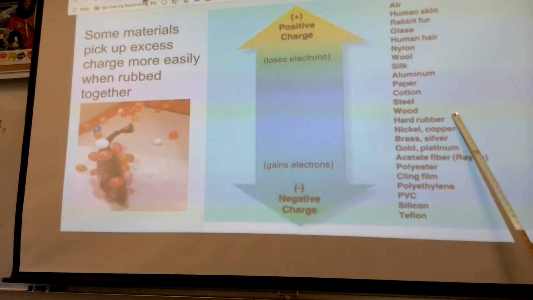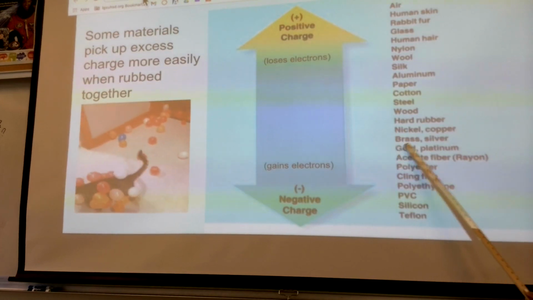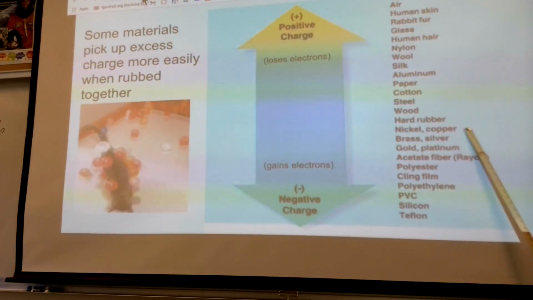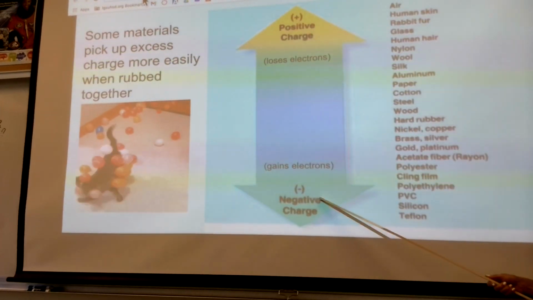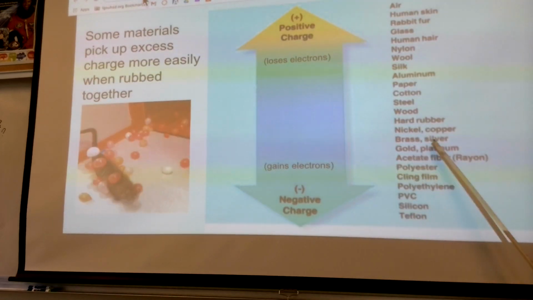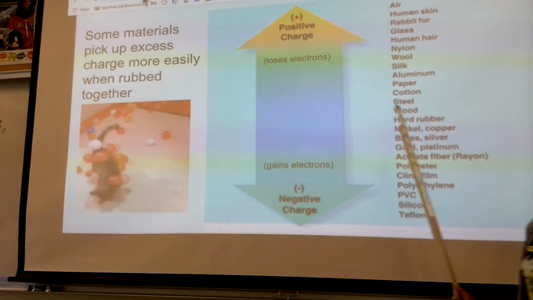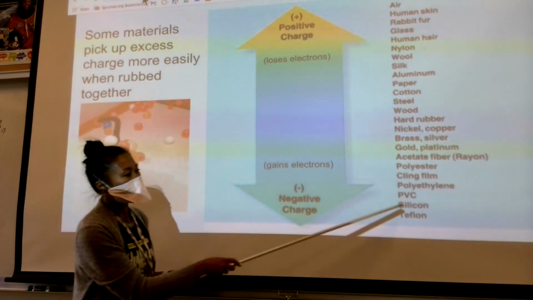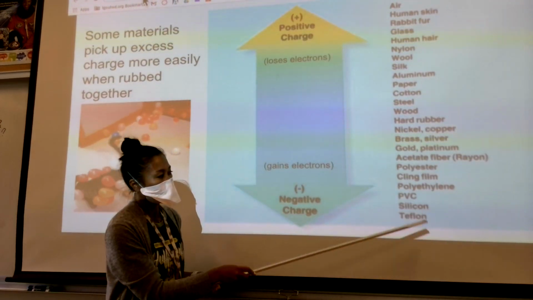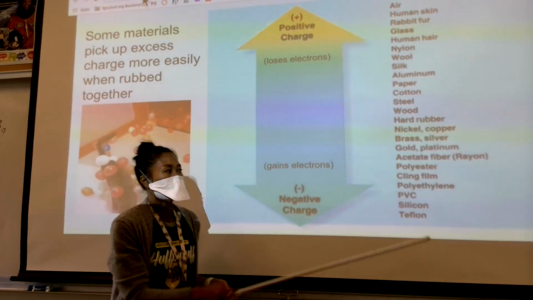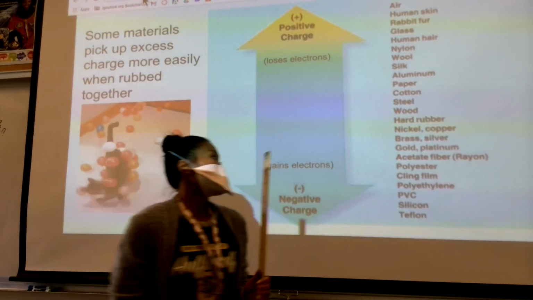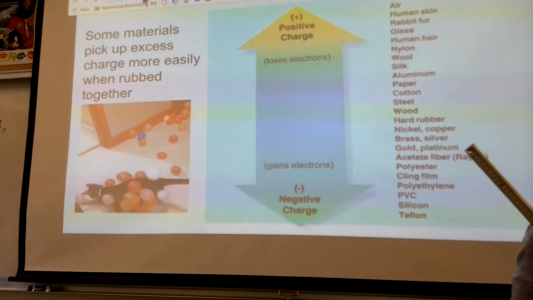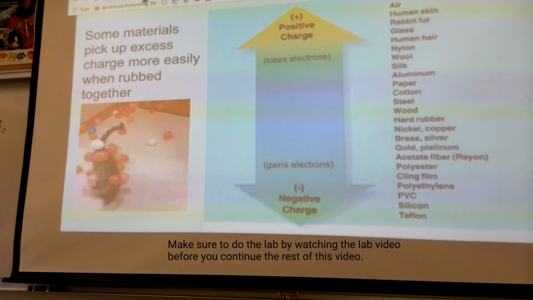But I want you to notice there's a lot of metals, nickel, brass, and gold, that are down in the negative charge section, which is why we consider metals generally good grounders. But also notice there's PVC, which is plastic, silicone, Teflon. Those are also objects that like to pull electrons. So those are also good grounders.